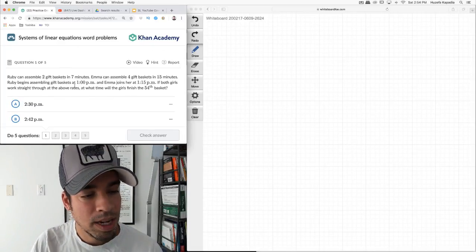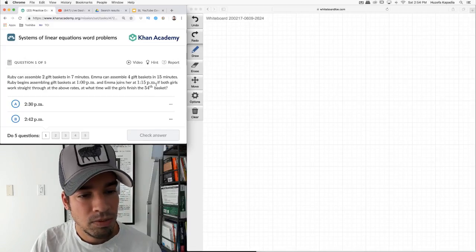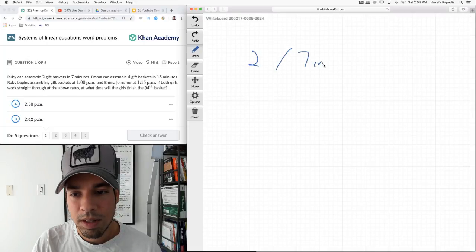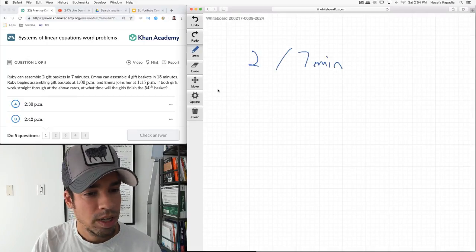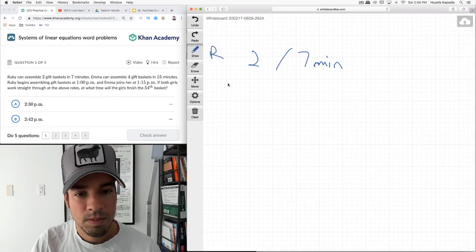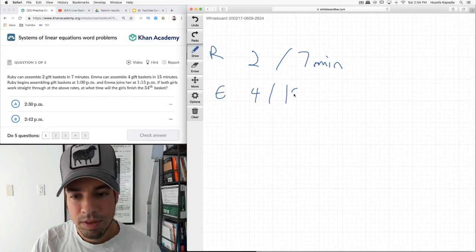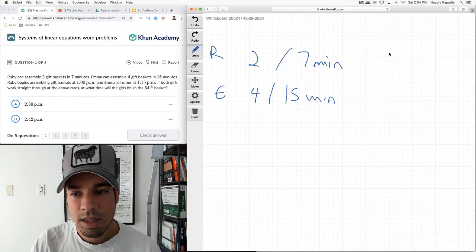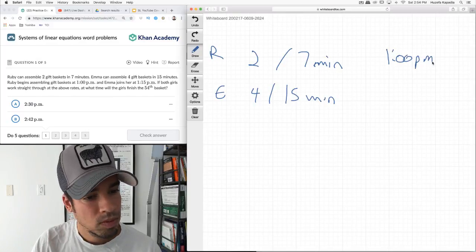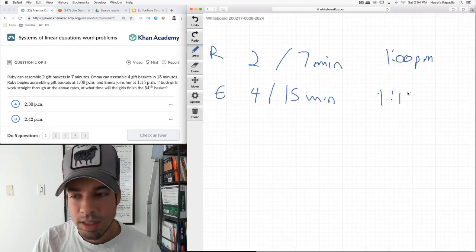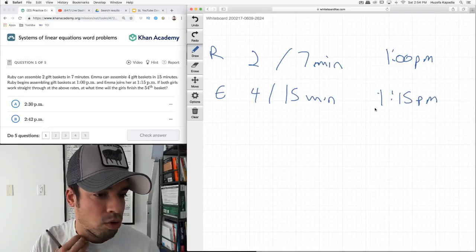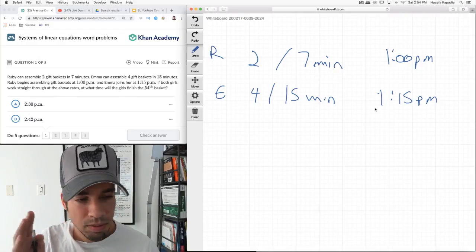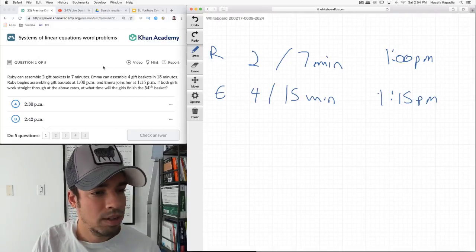Ruby can assemble 2 gift baskets in 7 minutes. Emma can assemble 4 gift baskets in 15 minutes. So we have Ruby: 2 in 7 minutes, and Emma: 4 in 15 minutes. Ruby begins assembling gift baskets at 1 p.m. Emma joins her at 1:15 p.m. If both girls work straight through at the above rates, what time will the girls finish the 54 baskets? Okay, we got 54 total.